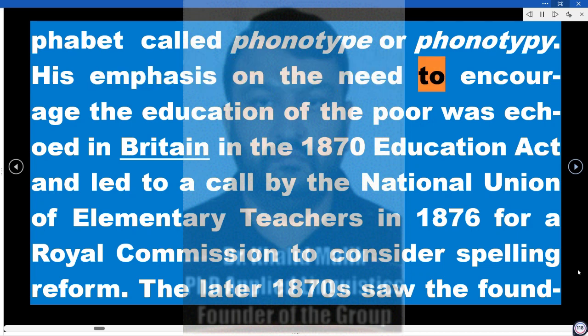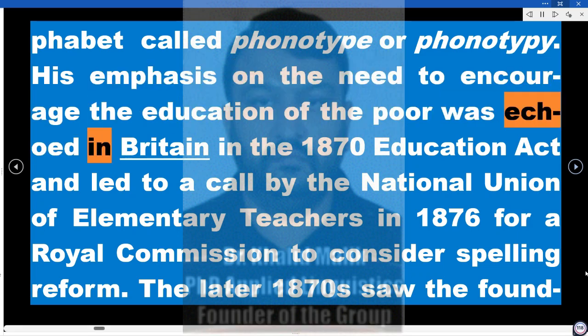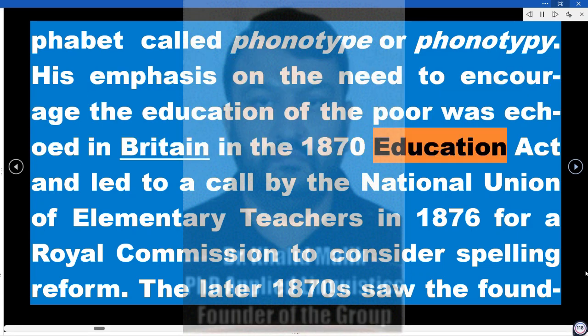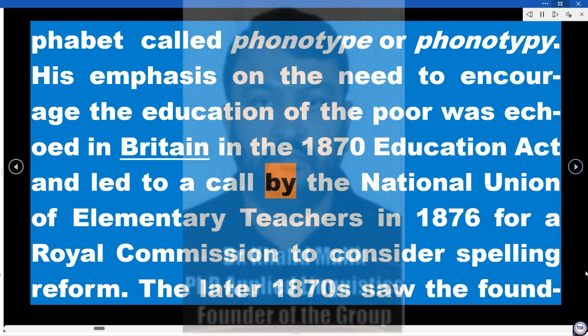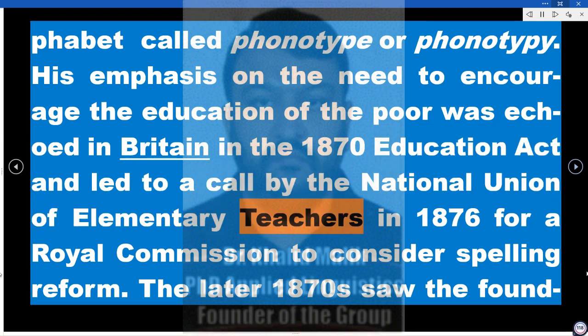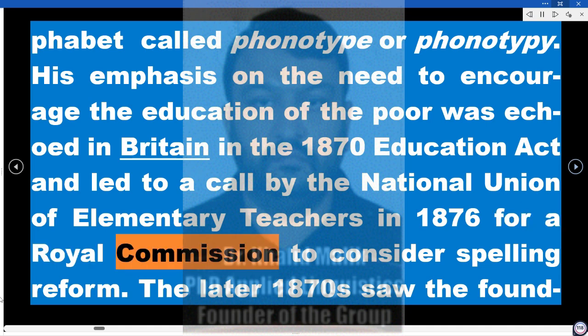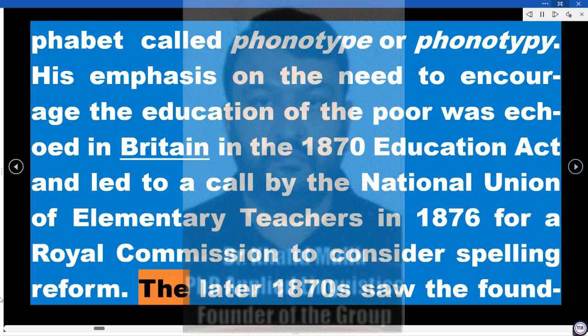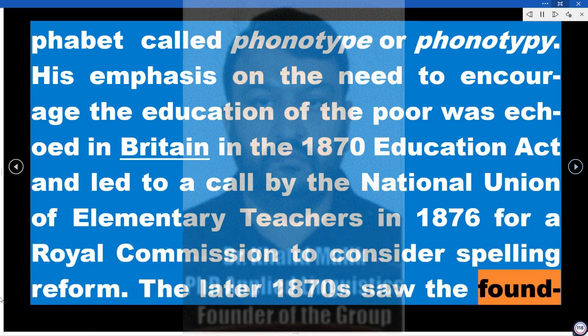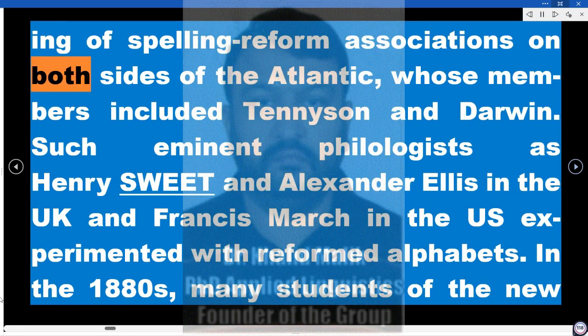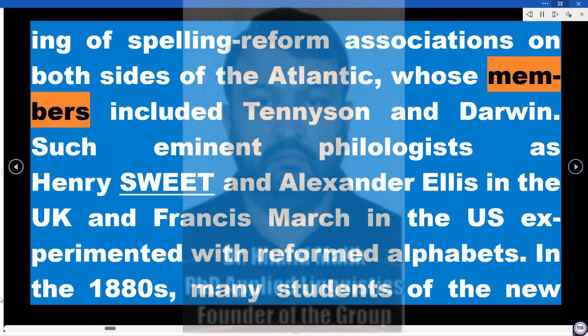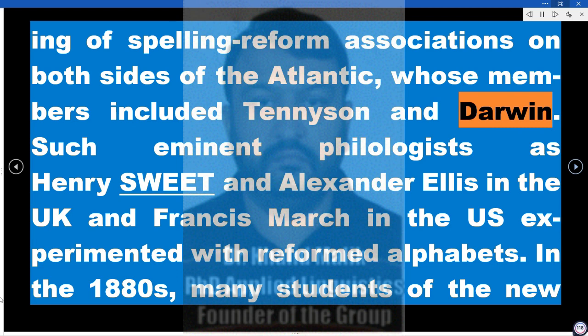His emphasis on the need to encourage the education of the poor was echoed in Britain in the 1870 Education Act, and led to a call by the National Union of Elementary Teachers in 1876 for a royal commission to consider spelling reform. The later 1870s saw the founding of spelling reform associations on both sides of the Atlantic, whose members included Tennyson and Darwin.